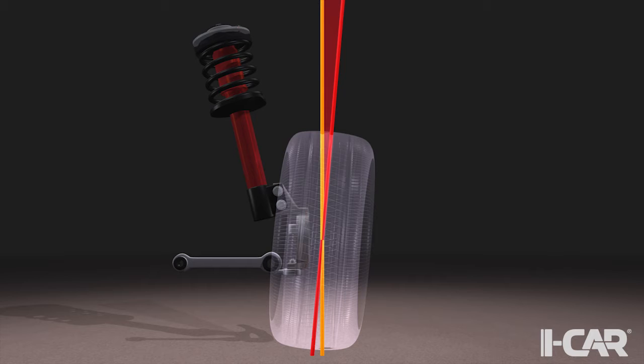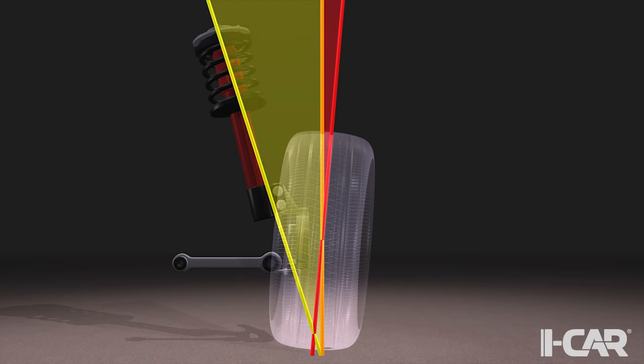SAI is the tilt of the steering axis when viewed from the front of the vehicle. SAI can also be referred to as the angle formed by the steering axis, which is an imaginary line drawn through the upper and lower pivot points of the suspension, and true vertical.